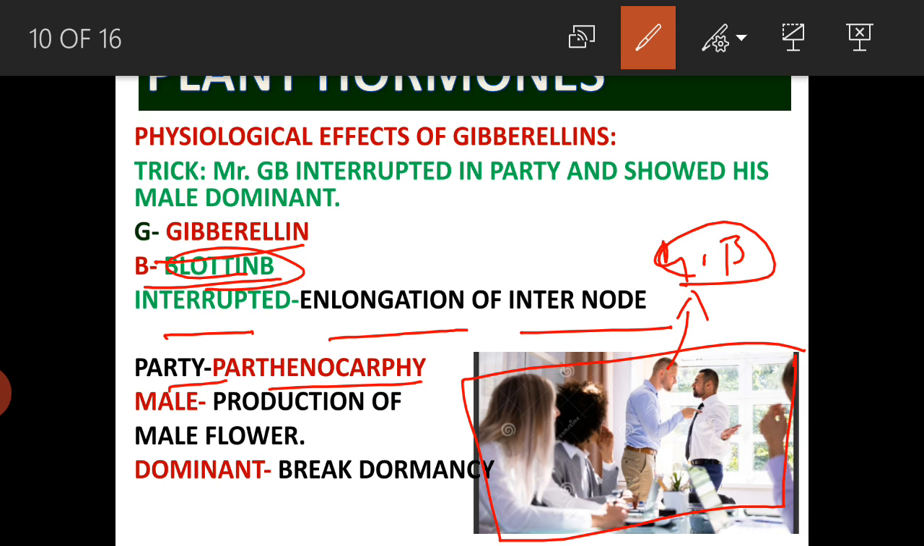And male here refers to the production of male flowers in cucumber. So gibberellin helps in producing male flowers in cucumber. And dominance here refers to breaking the dormancy in potato.